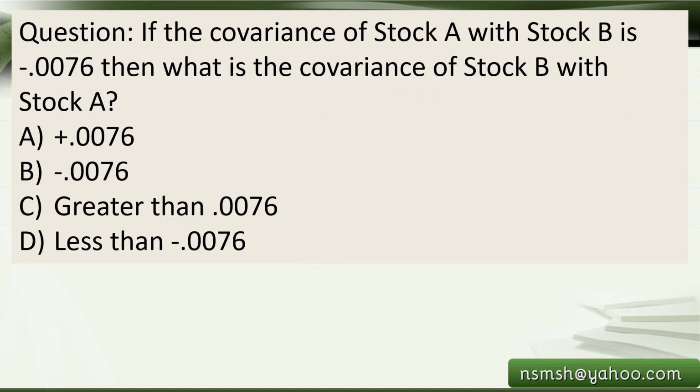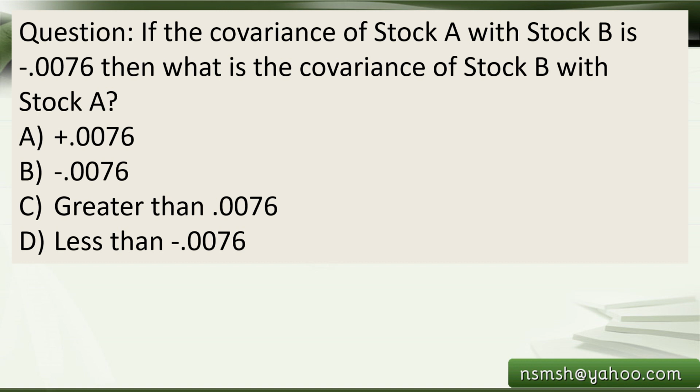Okay, another question. This is a very tricky question. You don't need a calculator if you understand the concept well. If the covariance of stock A with stock B is minus 0.0076, then what is the covariance of stock B with stock A?